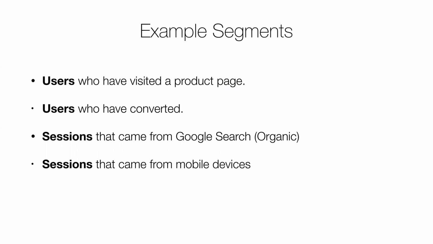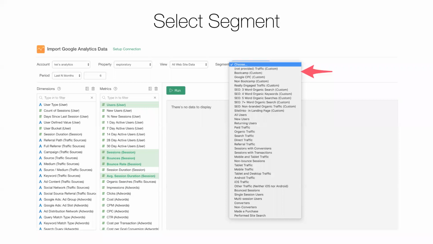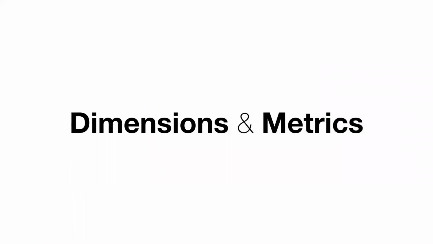Or if you want to focus on sessions, you can create a segment of the sessions that came from a particular source, such as Google search, or maybe Facebook or something like that. Or you can create a segment of sessions that came from a particular device, particular country, particular region, and so on. Once you create those segments, you can select from this drop down. Okay.